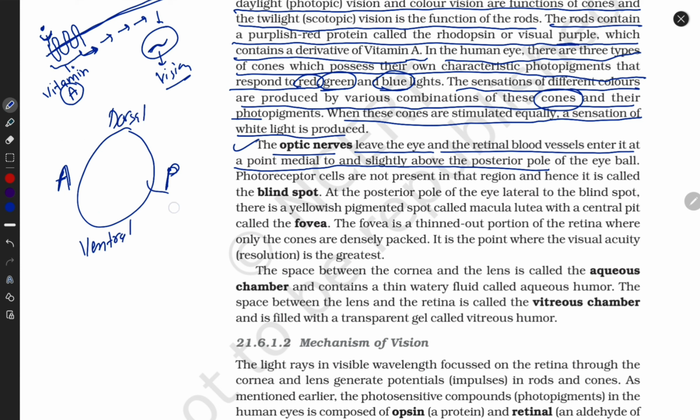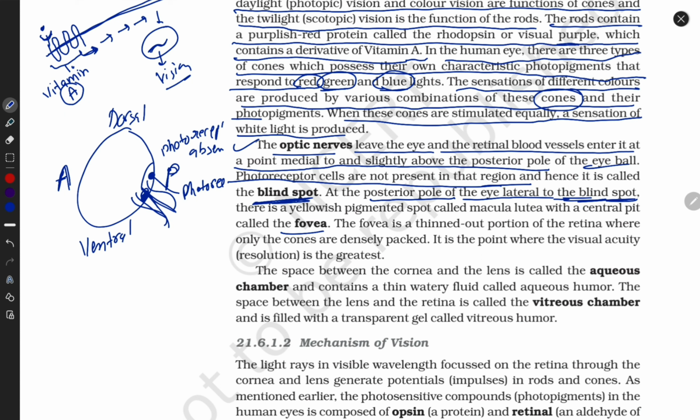Alright, guys. So the optic nerve is present here, and here a blind spot is present. Look here, a yellowish area is here. Eyeball photoreceptor cells are not present in this region. Here at the blind spot there is no photoreceptor. But at the posterior pole of the eye, lateral to it, there is a yellowish spot, which we call the fovea. The fovea contains photoreceptors. This means the blind spot does not have any kind of photoreceptor, but the fovea has receptors.